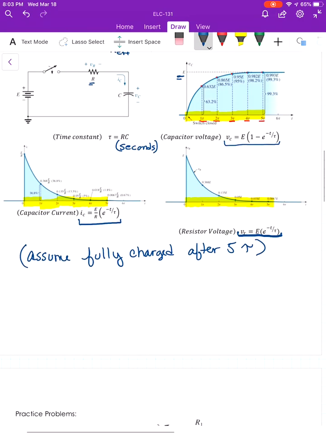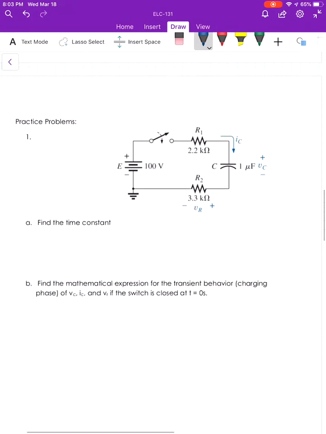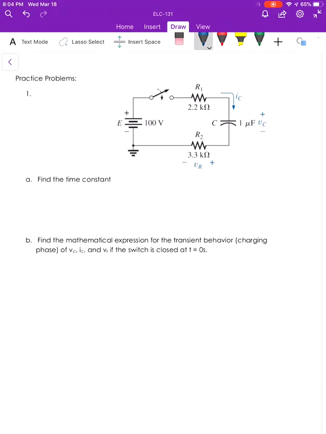All right, so let's apply this to an actual circuit. I've got a practice problem here with 100 volts and 2 resistors in this case. If you want to know what resistance to use for your effective resistance, it's something called the Thevenin equivalent resistance. You don't really need to worry about what that is.